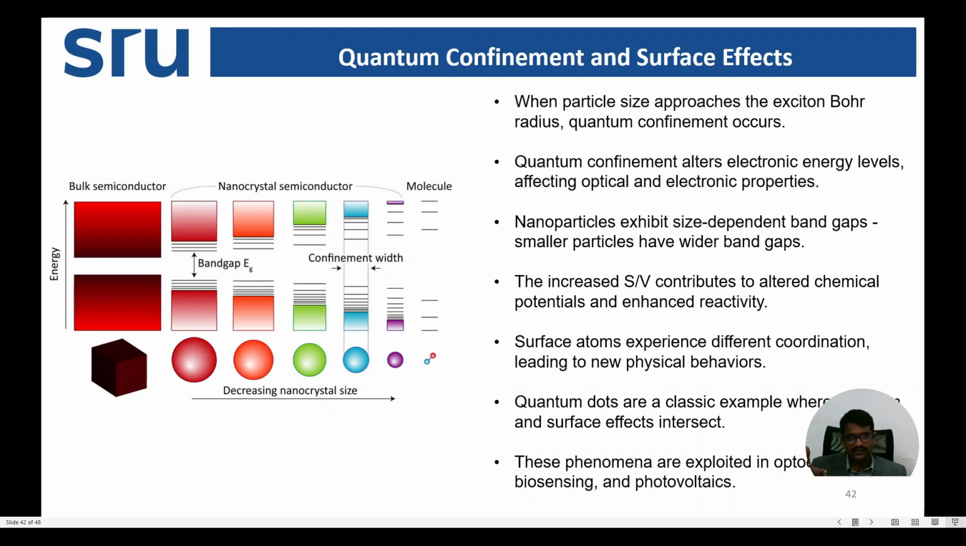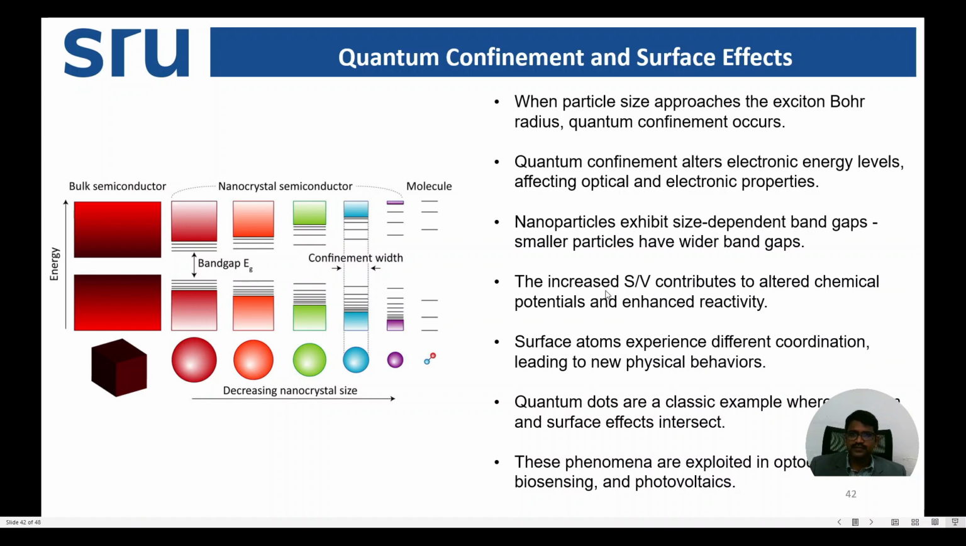Once band gap changes, then optical properties will change, electrical properties will change. So that's why it is heavily dependent on size. So that's what nanoscience matters, right? Nano size matters only at such small size, right? At such small size, nanoparticles exhibit size-dependent band gaps, right?